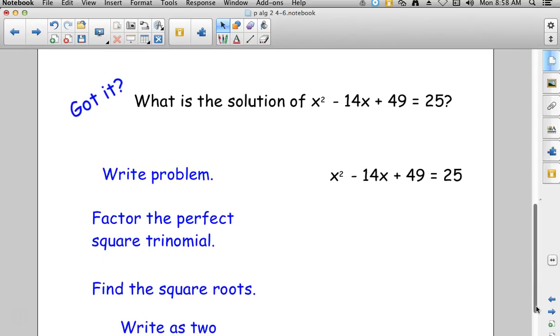So this one says, how about x squared minus 14x plus 49 equals 25? The first thing I want you to do is check this for me and see if it is a perfect square trinomial. So do the math on it and see if it works. Is it a perfect square trinomial? Faith, question? Yeah.